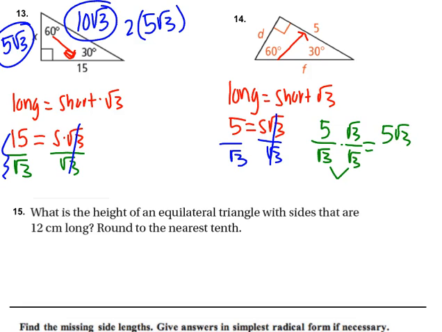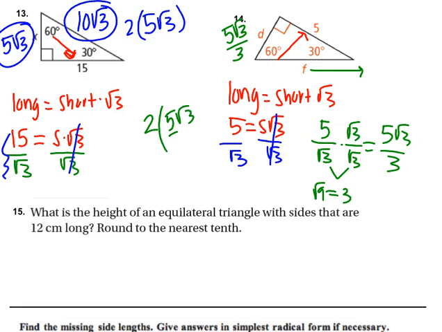Square root of 3 times the square root of 3 is the square root of 9, which is really 3. Can we simplify 5 over 3? No. So we just found our short side is 5 square roots of 3 over 3. Then to get our hypotenuse f, we double it. So 2 times 5 square roots of 3 over 3 is 10 square roots of 3 over 3.